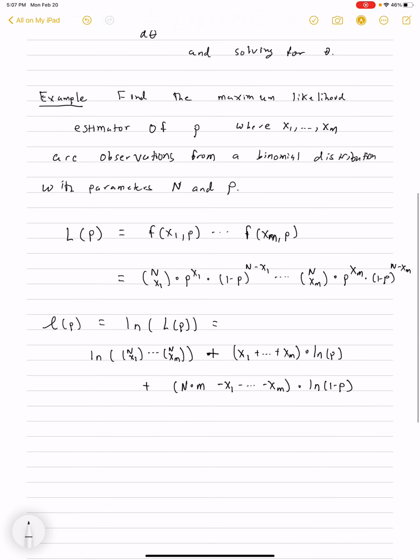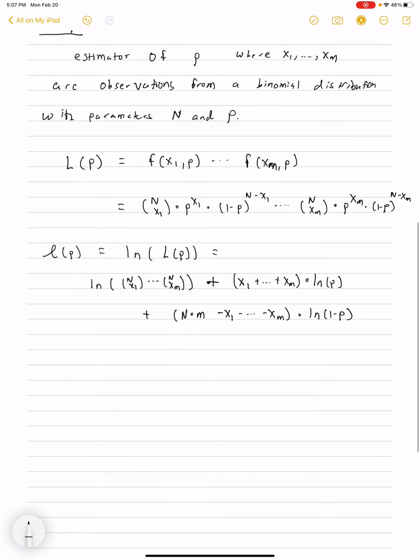Now, this is continuous in the parameter p. P represents probability. It can take on anything between 0 and 1. So even though this is a discrete distribution, I can take the derivative with respect to the parameter p. And when I do that, the first term is 0. There's nothing involving p here. So the derivative of that first term is 0. The derivative of the second term will be x1 plus through x sub m, and I'm going to multiply by 1 over p, so divided by p.